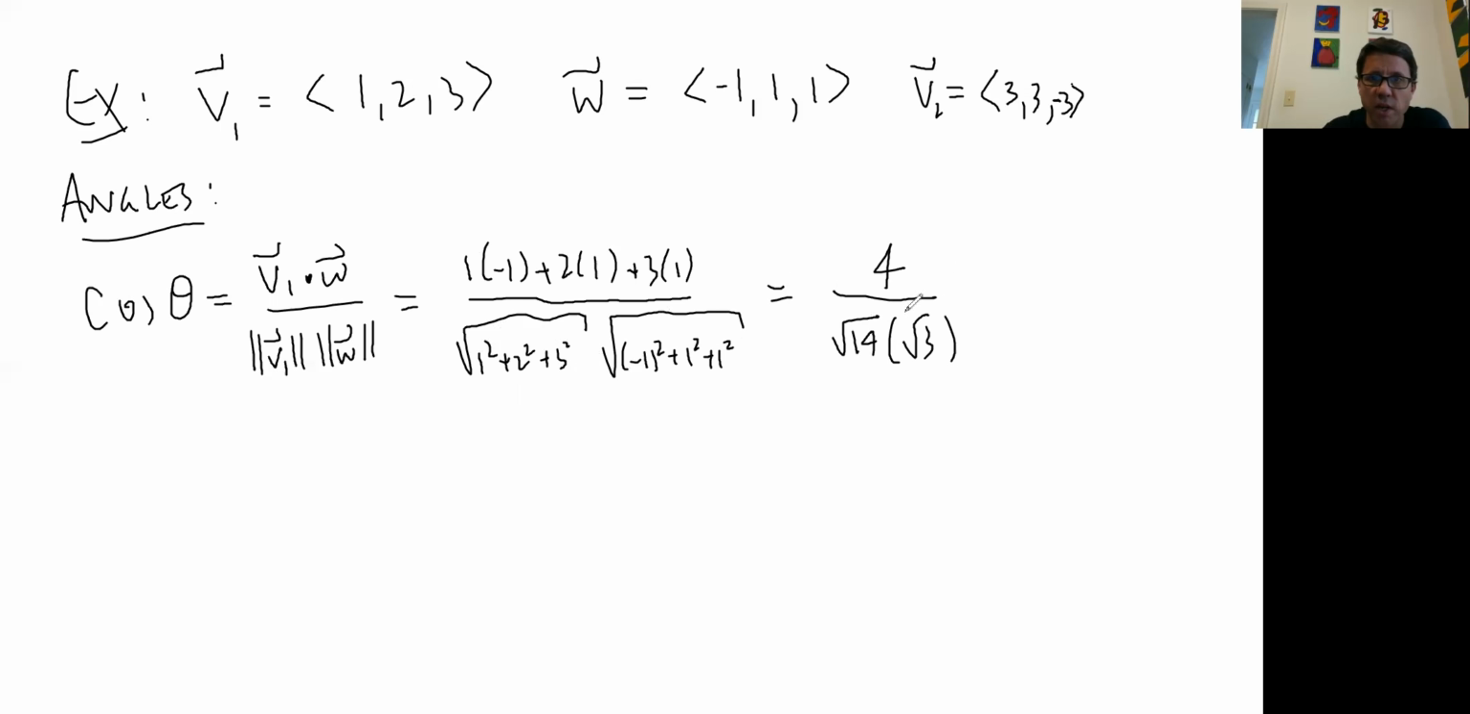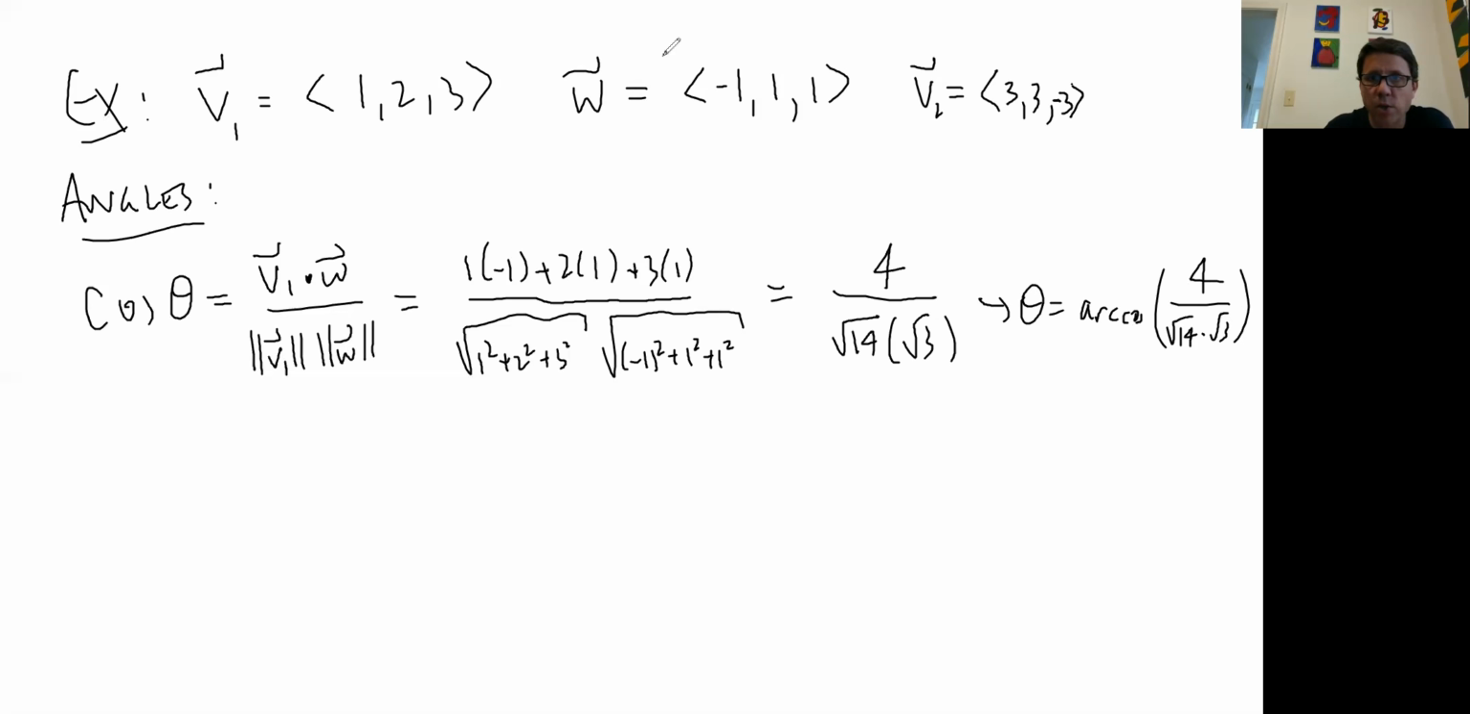So I get that the cosine of the angle is that, so the angle will be arc cosine, or inverse cosine, of 4 over the square root of 14 times the square root of 3. You can just plug that in your calculator and see what that is, or just leave it like that. It's some angle. It's not one you probably know off the top of your head.